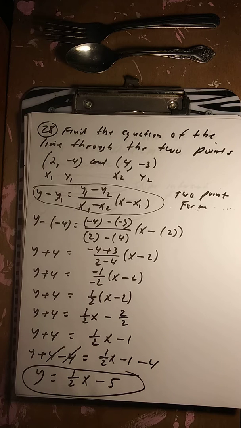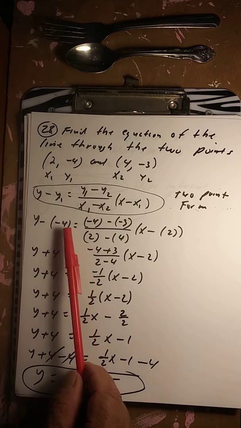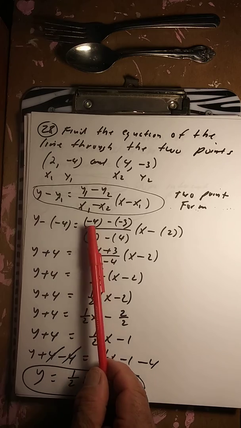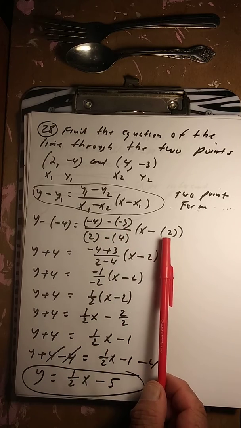Alright. Find the equation of the line through the 2 points. So we have x1, y1, x2, y2. Here is the 2-point formula. Put the numbers in there for y1, y2, x1, x2, and x1.